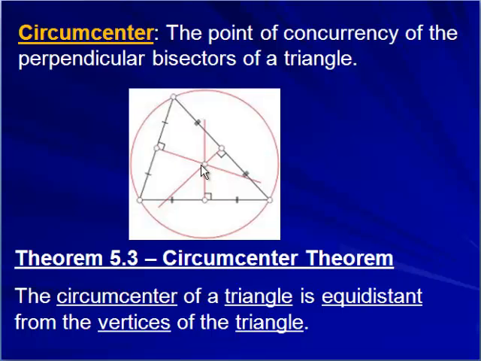And we call that the circumcenter because a circle can be circumscribed around to touch the vertices of the triangle based on the circumcenter. A theorem goes with that, the circumcenter theorem. It says the circumcenter of a triangle is equidistant from the vertices of a triangle. So the distance from each vertex is the same.